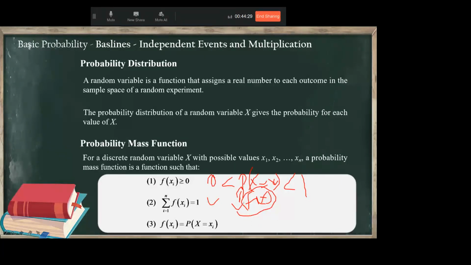Now let's talk about the cumulative distribution function. Maybe you remember that we have already done the cumulative frequency distribution. So it's a similar concept. Cumulative means you need to add up the second one into the first one, and so on, and then you can get the corresponding value.